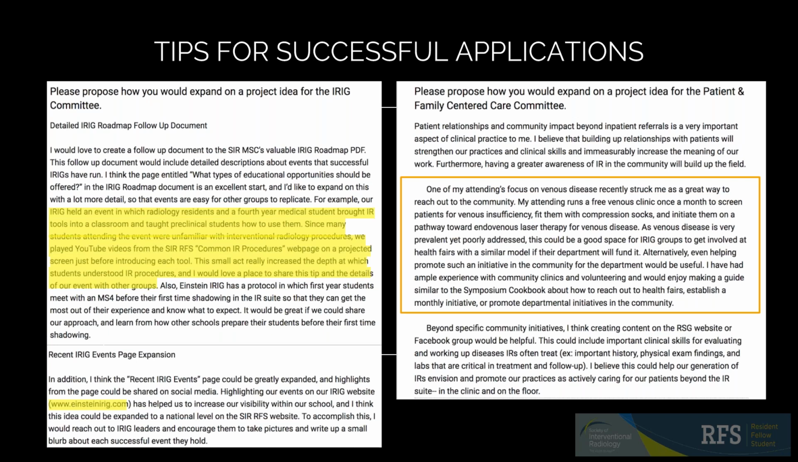What I really liked about this idea is that she presented the idea, but then she talked about how she would execute it and where she could see it in the future, which is a very thorough and thought out question. And so it was a very strong applicant to me. Okay.